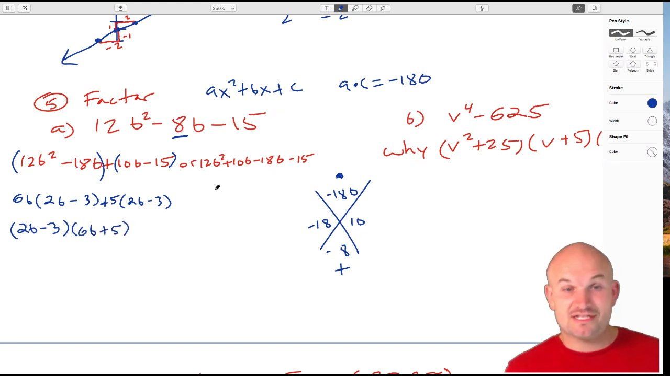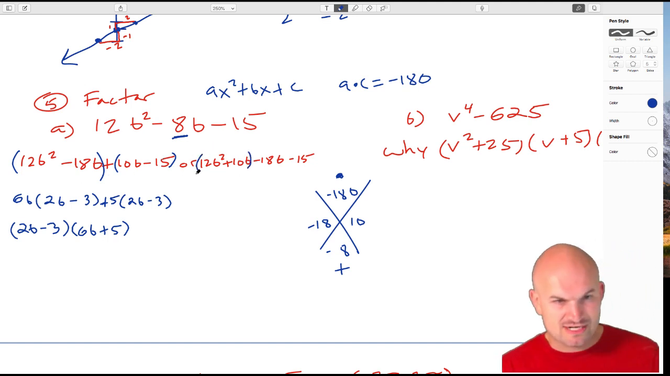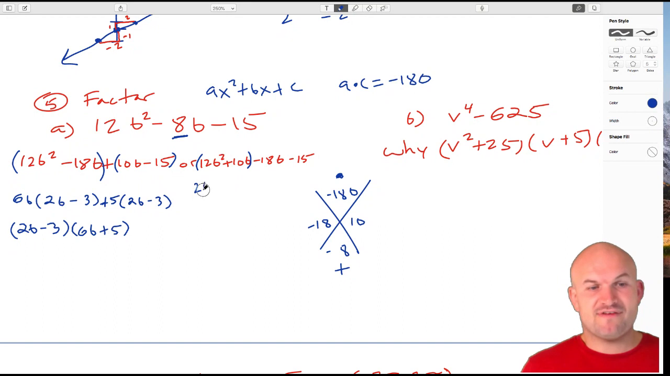All right, so now let's do the other order. Again, I group the first two terms. Now I can't factor out a 6, but you can see that I can factor out a 2b. If I factor out a 2b, I'm left with a 6b plus 5.